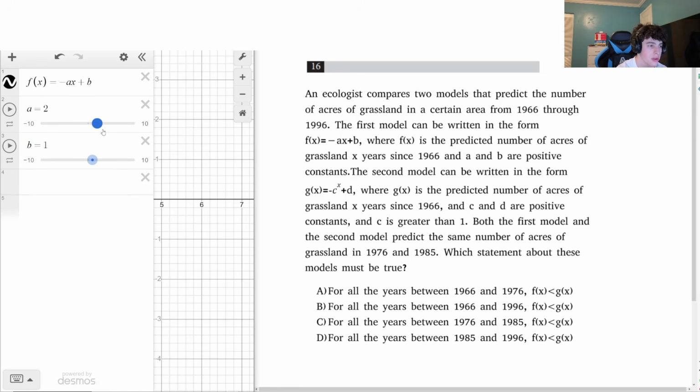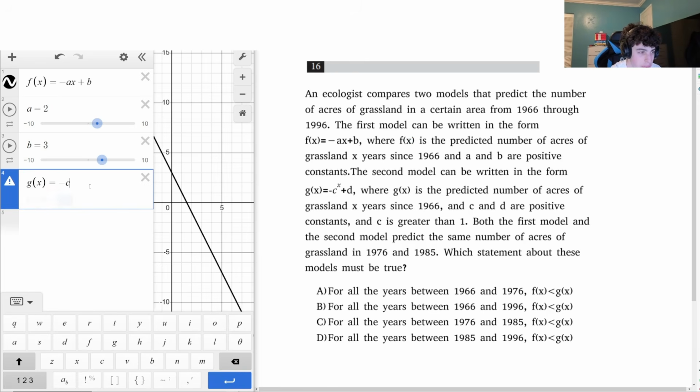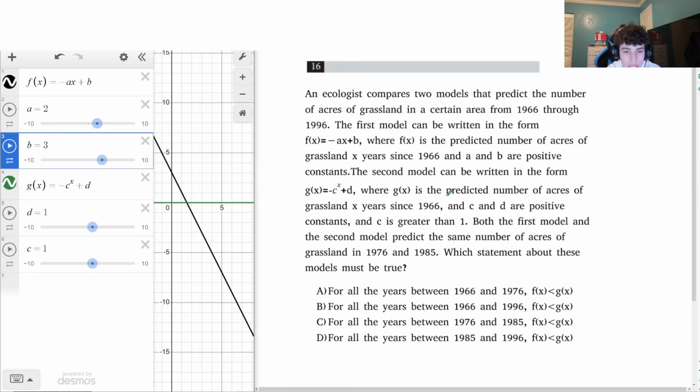Okay, so basically we're given here that f of x is negative ax plus b, where a and b are positive constants. So let's just make a into 2, let's make b into 3. I'm only really going to need to look at the shape of these graphs. You'll see why I don't really need exact graphs here. I just need to look at how they look, right? And then I'm also given that the second model can be written in the form of negative c to the x plus d. So if I write g of x equals negative c to the x plus d, then I can just add sliders. And it tells me g of x is a predicted number of acres of grassland x years since 1966, and c and d are positive constants.